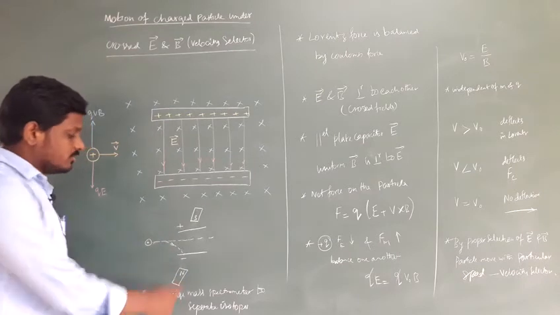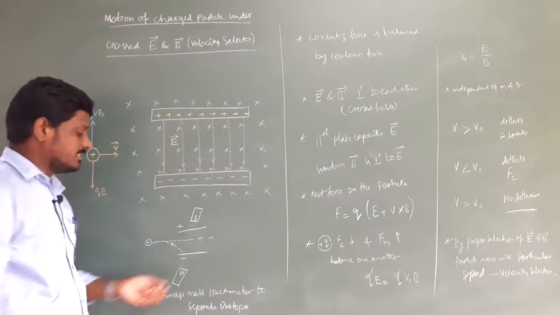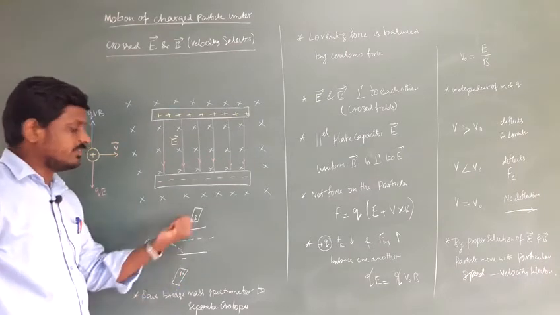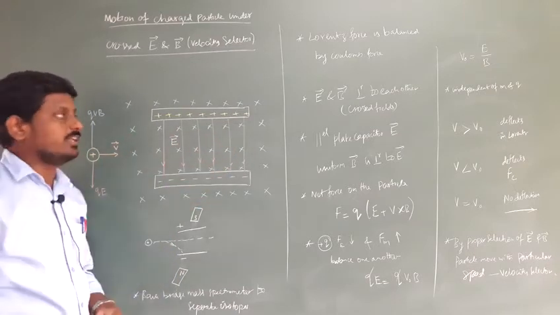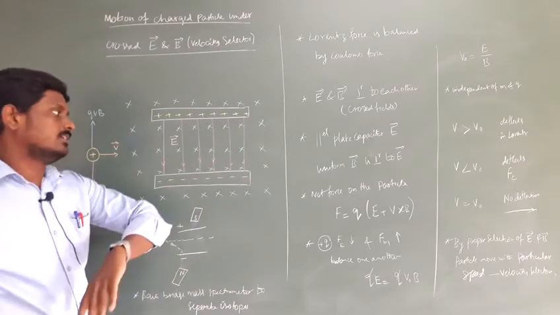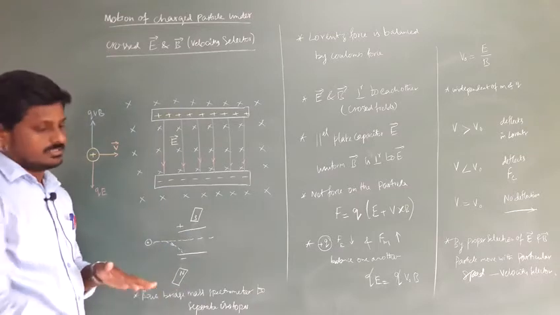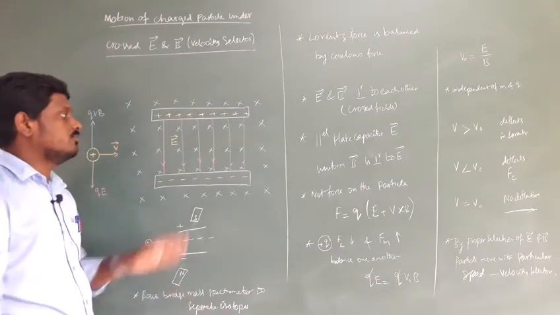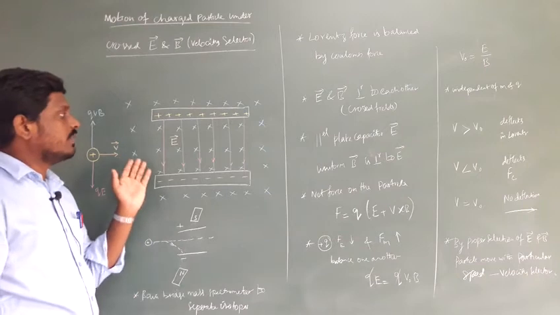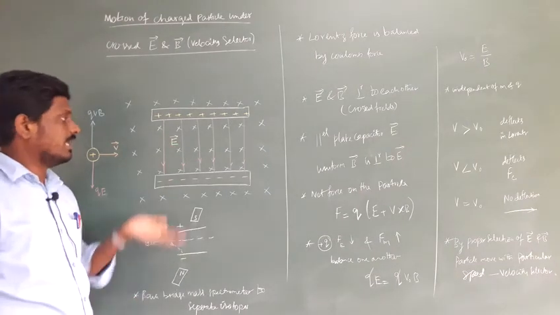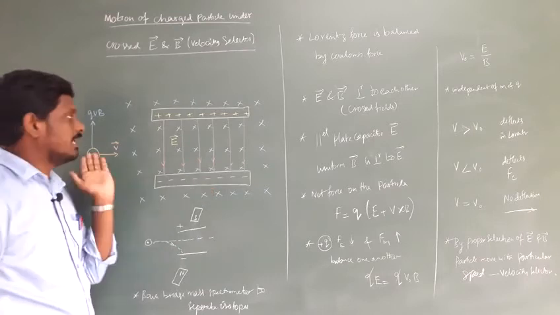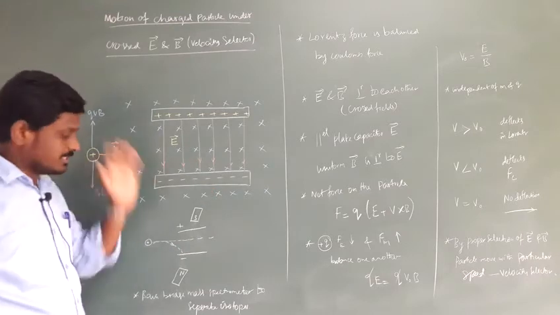Already we know that the deflection is balanced by the magnetic field. If a charged particle moves in a magnetic field, a Lorentz force acts, a centripetal force, a force acting towards the center. But if you apply a proper electric field, that is balanced. So the electric field and magnetic field balance the deflection of the positive charge.